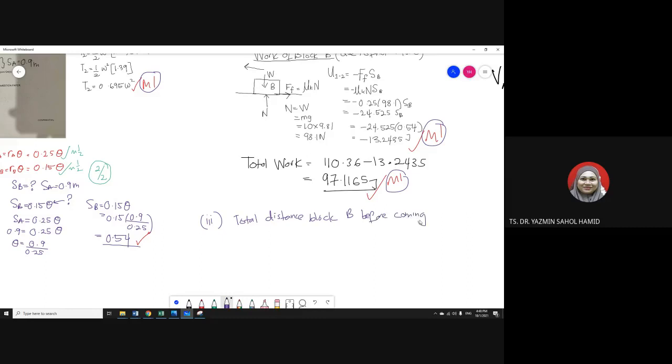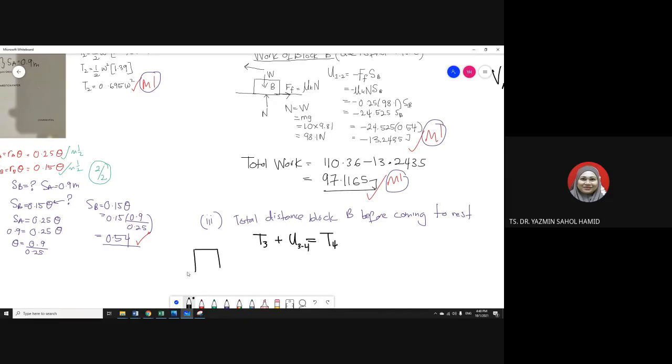Okay, now for this question, we're going to use the same method, that is work energy. So it will be T plus work equals T. But now we're going to use T3 to T4, work 3 to 4, because we don't want to use the same symbol.